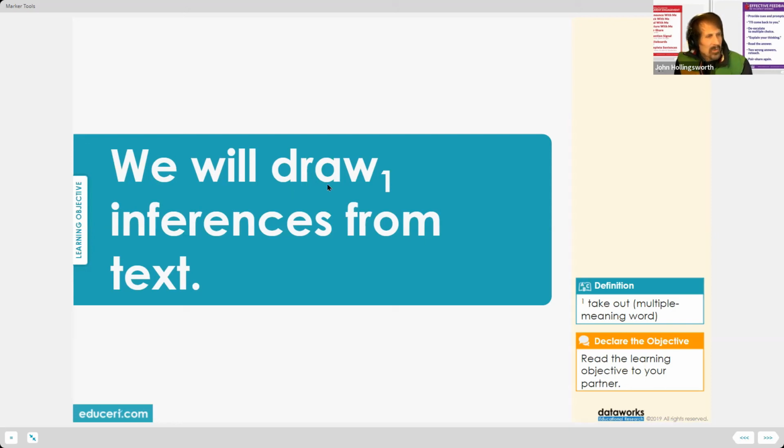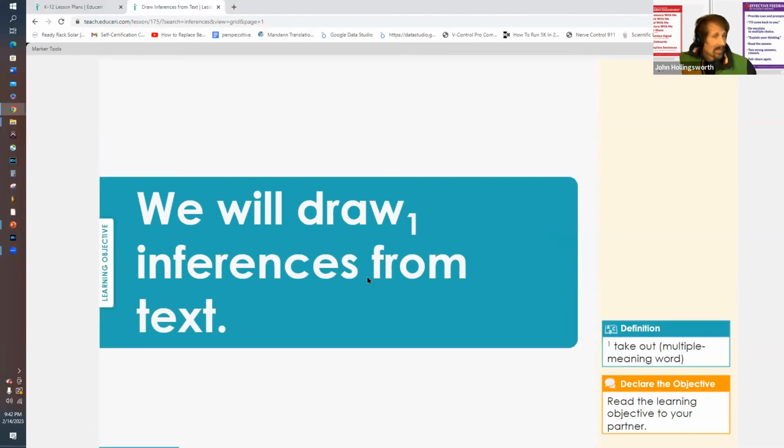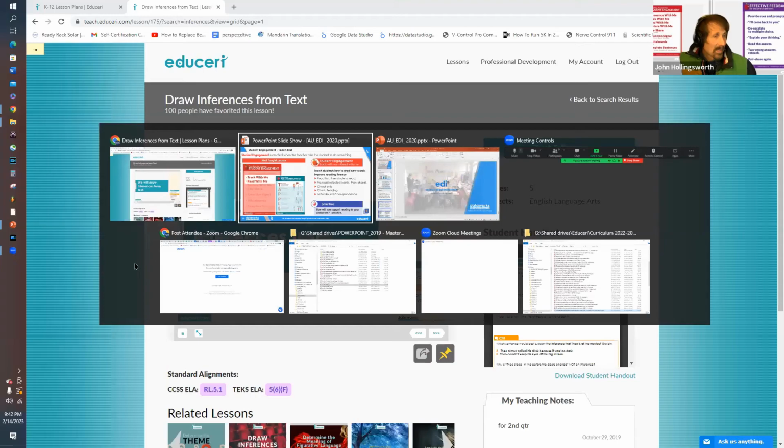I'll read it and you read with me. We will draw. Your turn. We will draw inferences. Can you say that? Inferences from text. Okay, now let's try to read it all together. Go. We will draw inferences from text. Okay, so you can do quite a bit of it. All right. Let's get back to where we were. Okay, you're tracking, read with me.